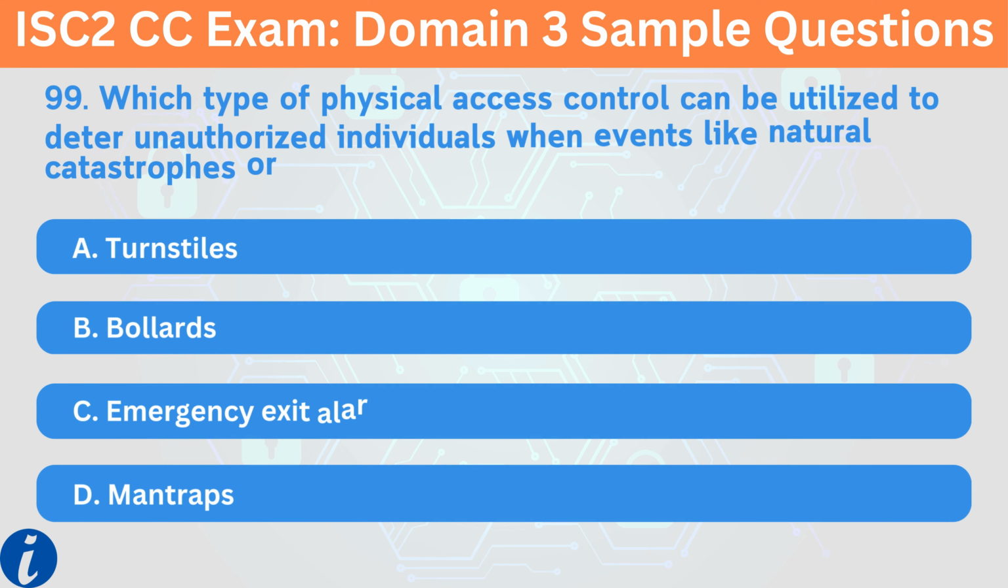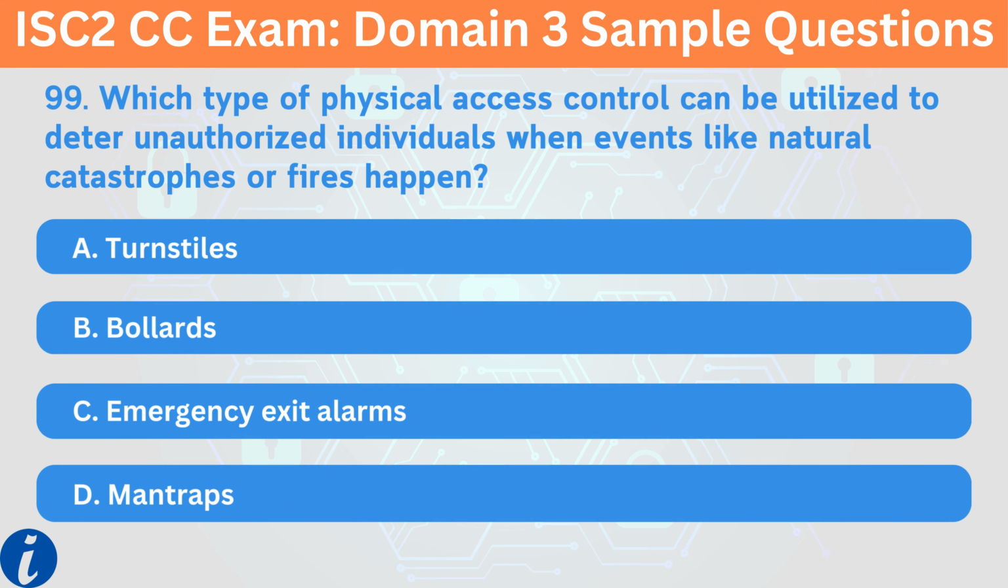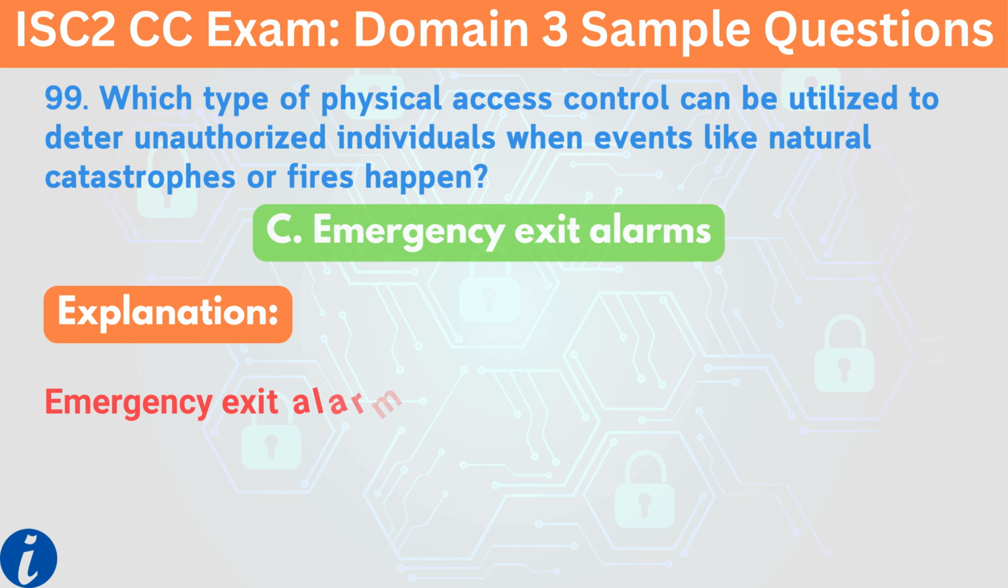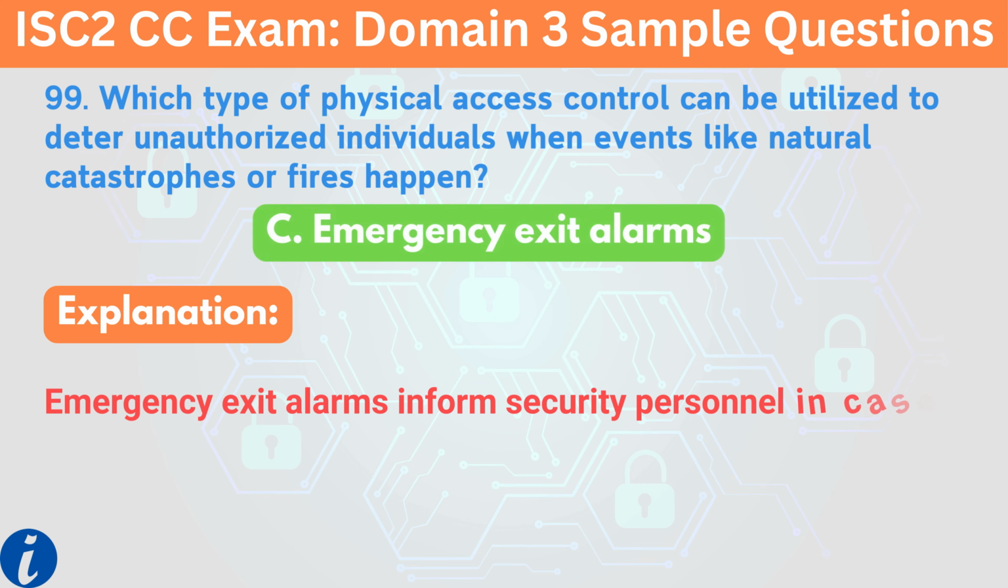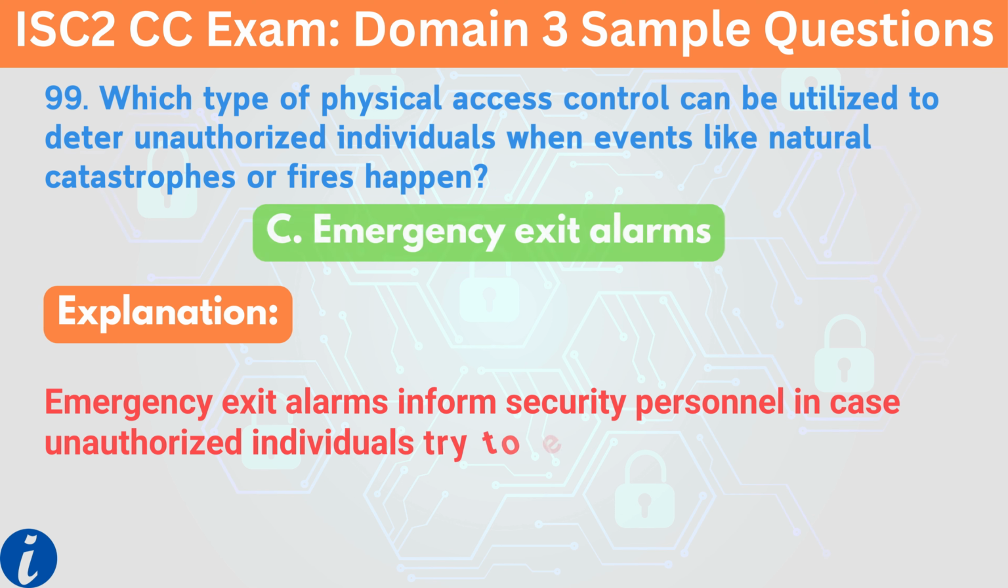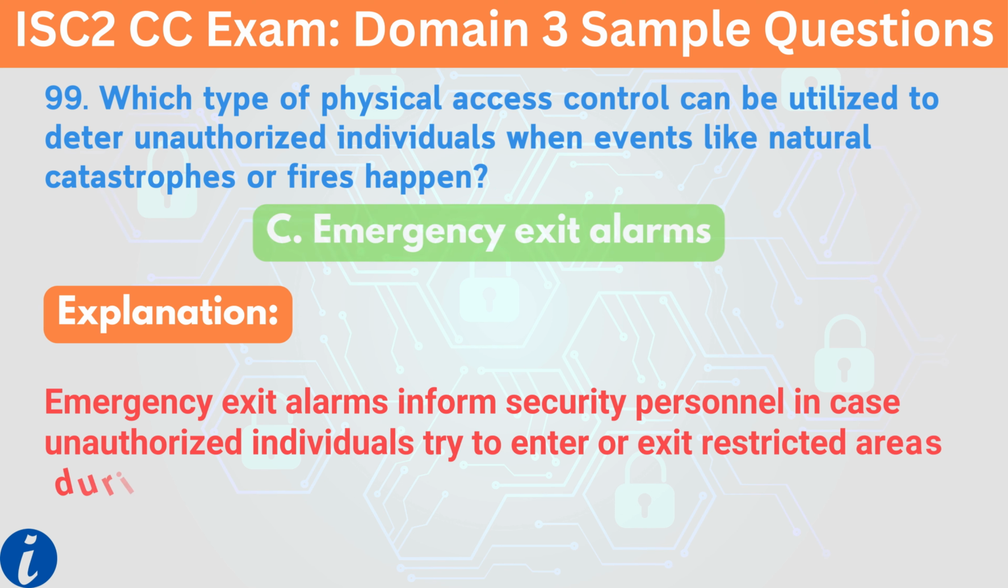99. Which type of physical access control can be utilized to deter unauthorized individuals when events like natural catastrophes or fires happen? A. Turnstiles. B. Bollards. C. Emergency exit alarms. D. Mantraps. The correct answer is C. Emergency exit alarms. Explanation. Emergency exit alarms inform security personnel in case unauthorized individuals try to enter or exit restricted areas during emergencies.